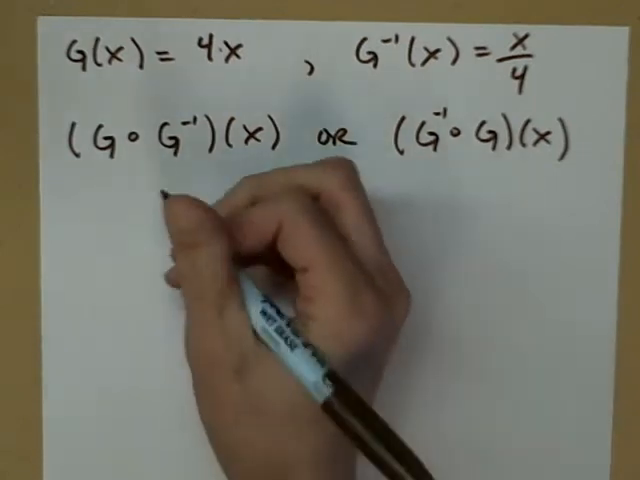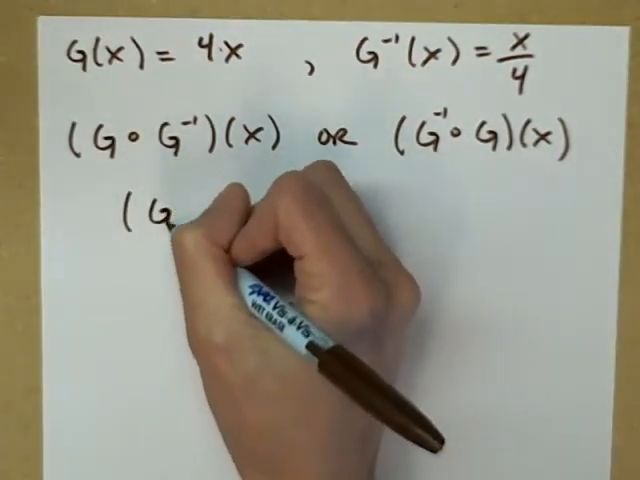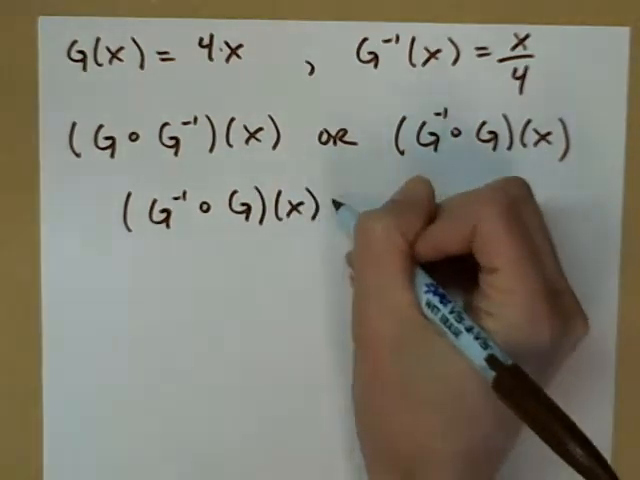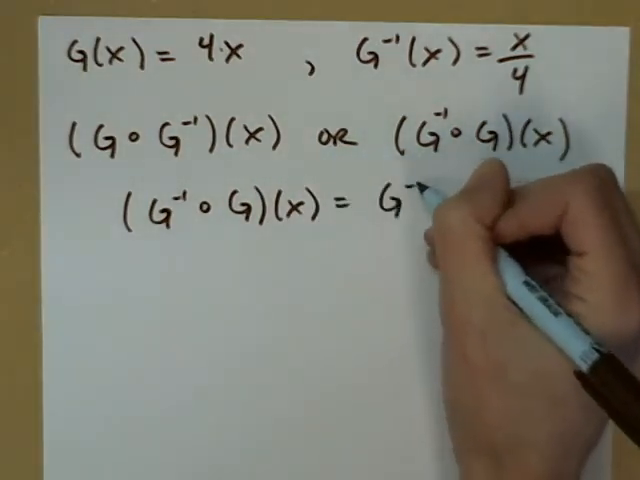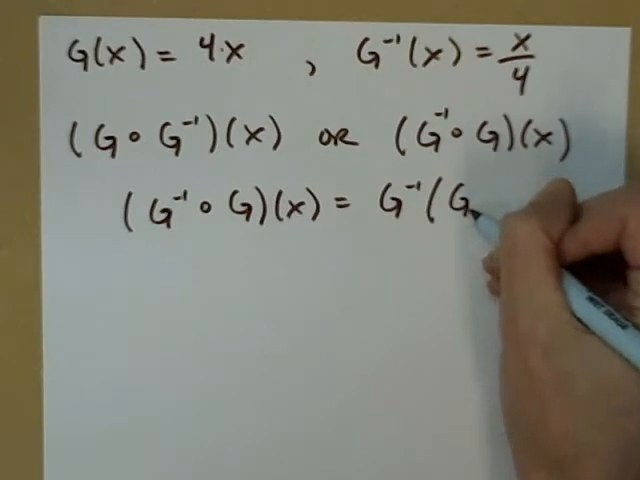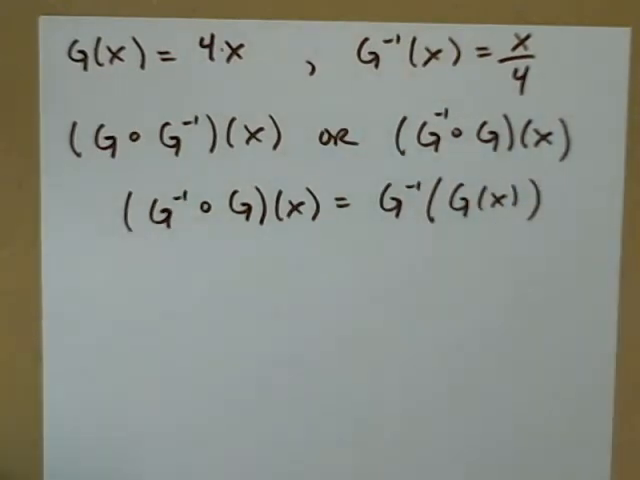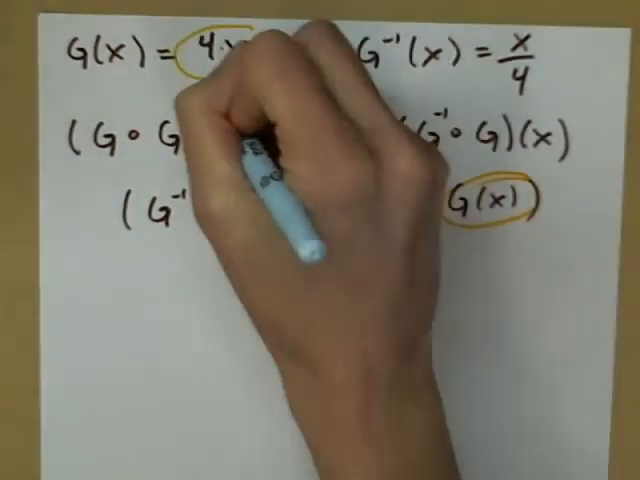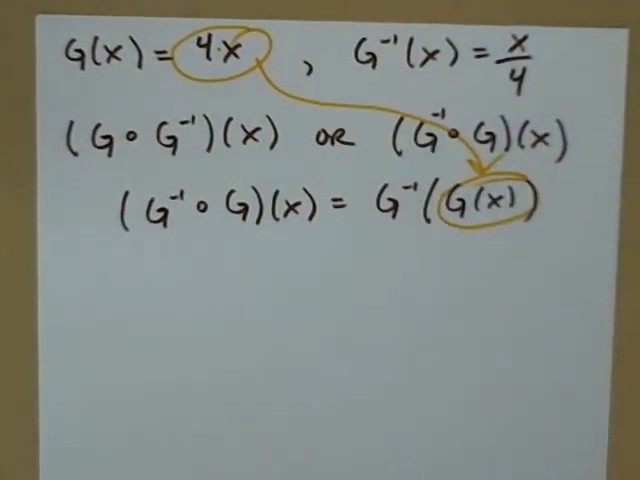I'm just going to do one of them. So let's go ahead and we'll do the second one, g inverse composed with g of x. So this is g inverse of g of x. And we work inside out. So we start with our innermost function, which is 4x.